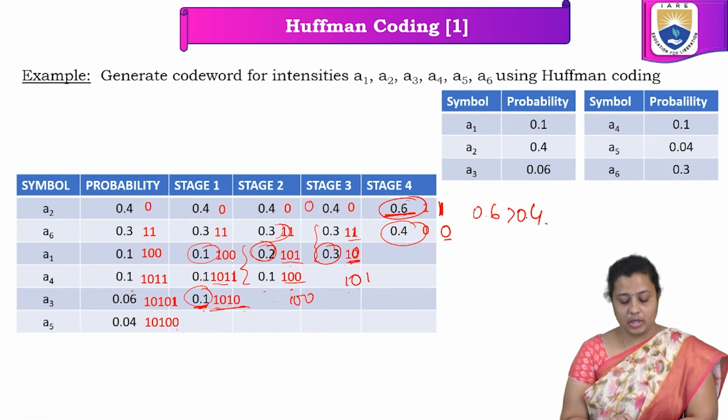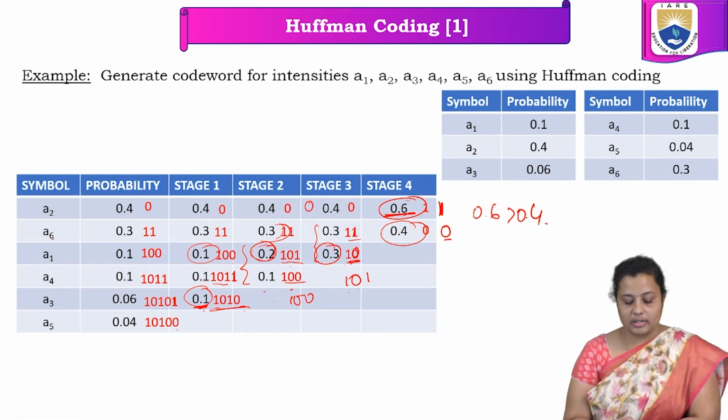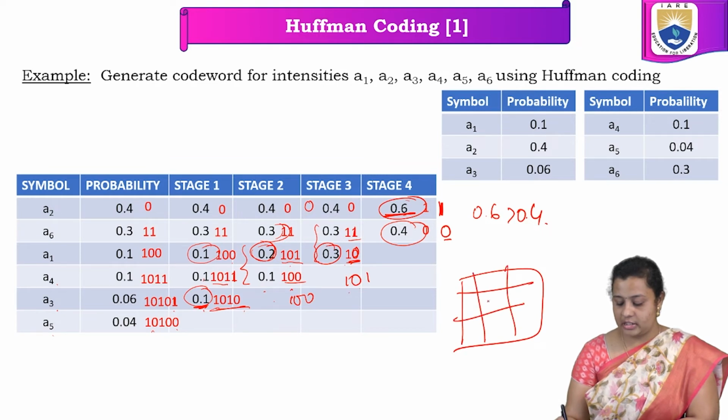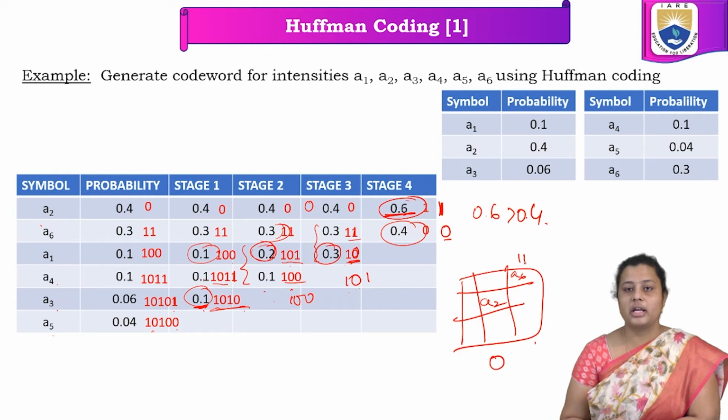Now, if we observe here, A2 is 0, A6 is 11, A1 is 100, A4 is 1011, A3 is 10101, A5 is 101000. So if I have my intensity value A2 in my image, how do I code that pixel value? A2 pixel is coded as 0. I have the intensity value A6, so how do I represent it? This pixel value is coded as 11.